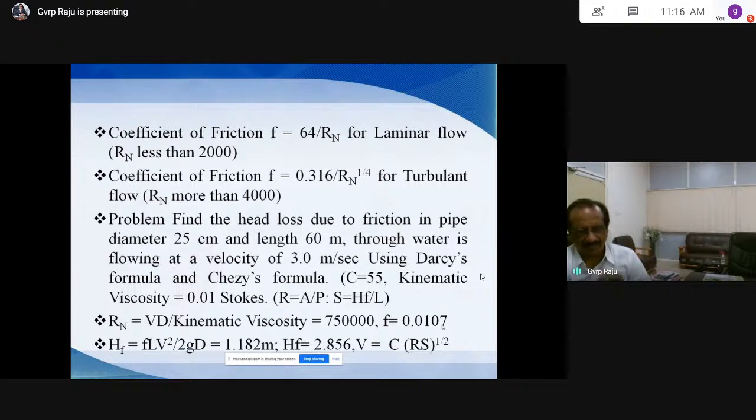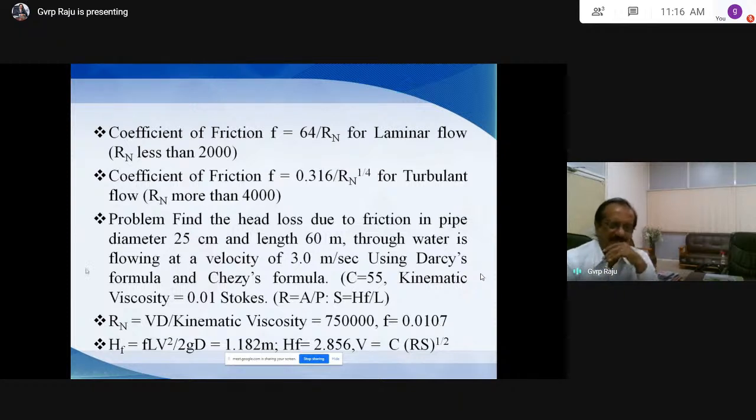Very simple. So find out the Reynolds number. If the Reynolds number is less than 2000, use this equation, 64 by Rn. And when the Reynolds number is more than 4000, it is required to use the equation f is equal to 0.316 by Rn to the power 1 by 4. Rn is 750,000 here, and from that the f value is equal to 0.0107.